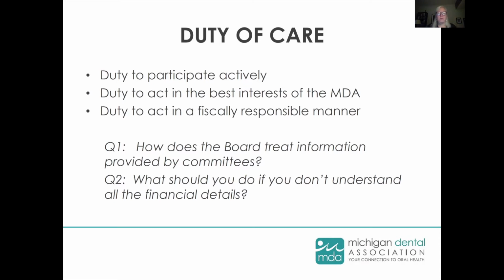And I want you to know here with question one, how does the board treat information provided by committees? The board knows that you as a committee member have brought your best efforts to your work, right? They take seriously all the information that you are providing to them in your advisory capacity. And they do take very seriously all recommendations that are made by committees to the Board of Trustees. So you can feel confident that the work you are doing is important to the board.